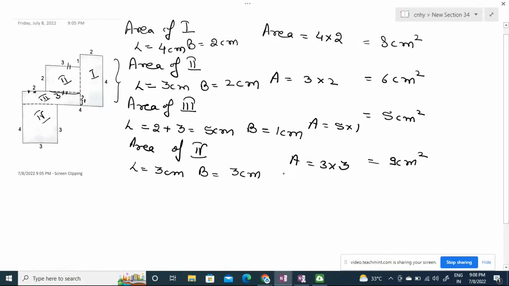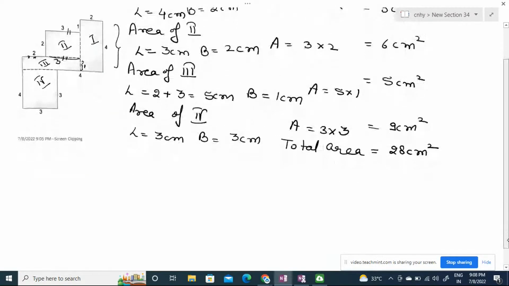What is the total area? Total area is 8 plus 6, 14 plus 5, 19 plus 9, 28 centimeter square. Done? Yes.